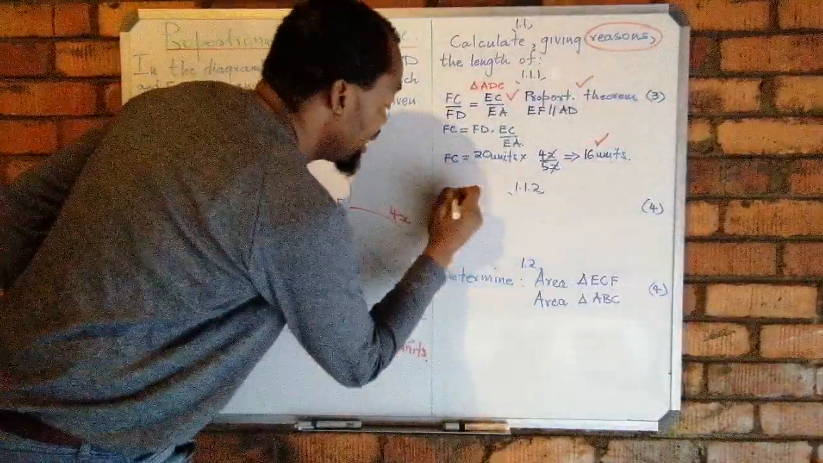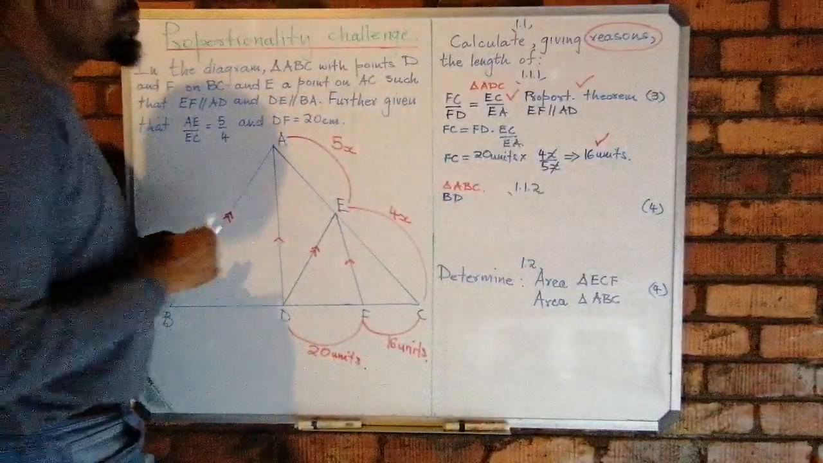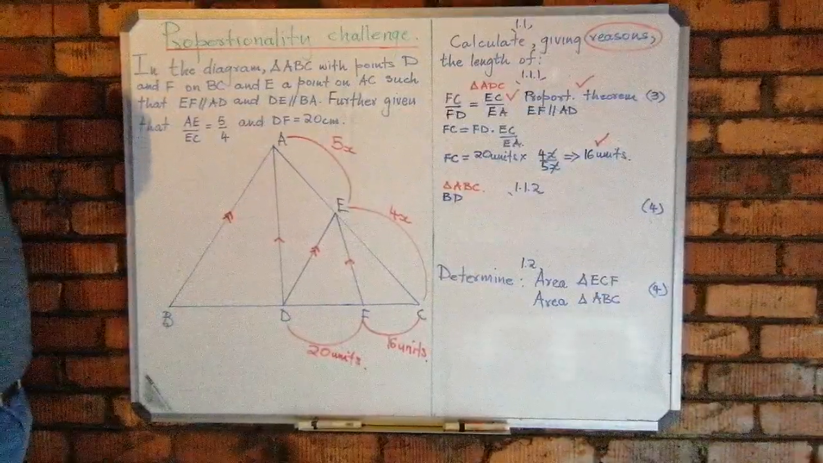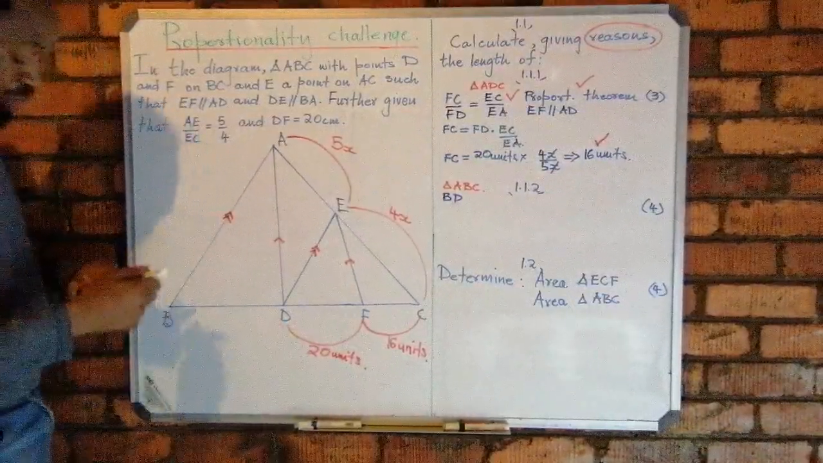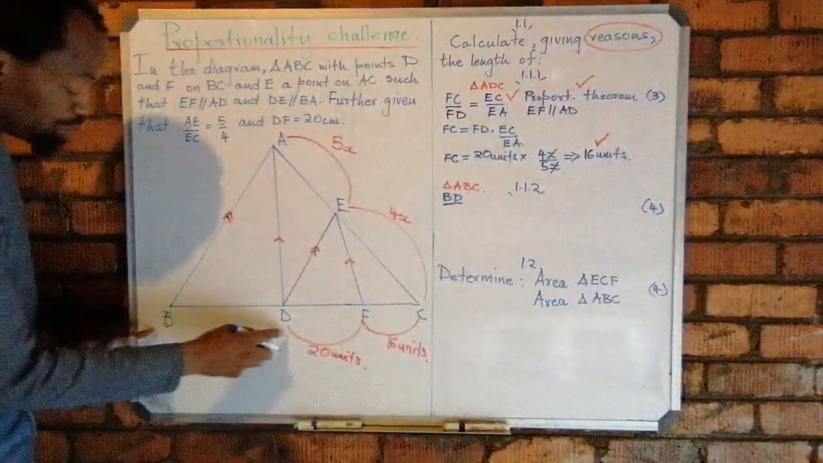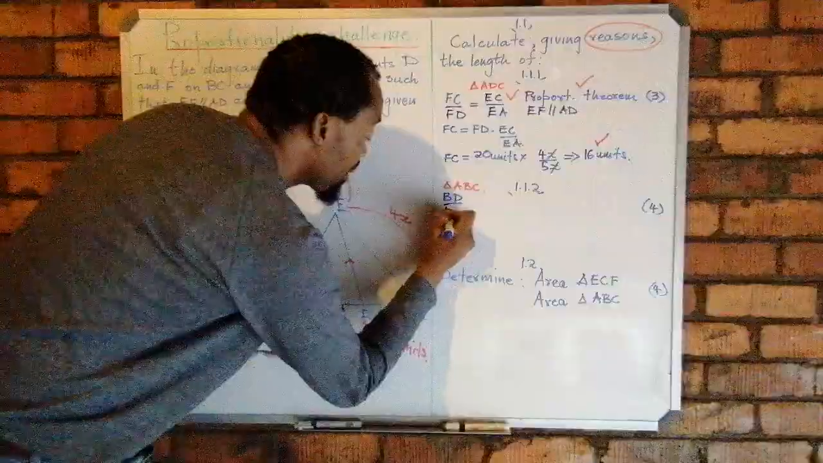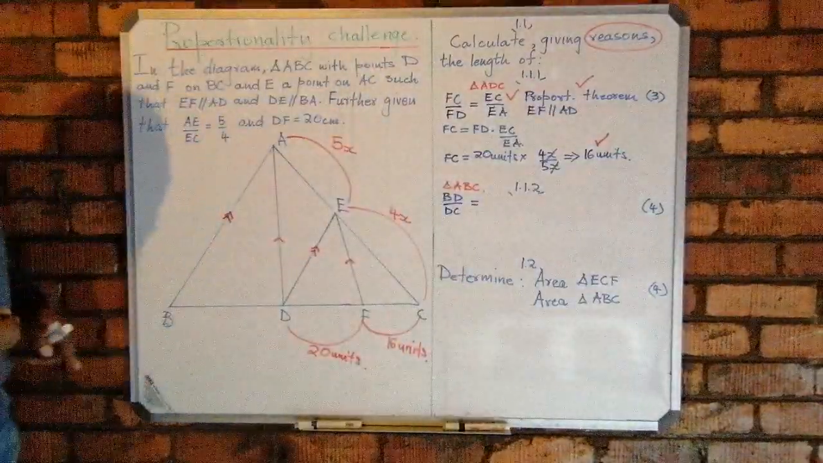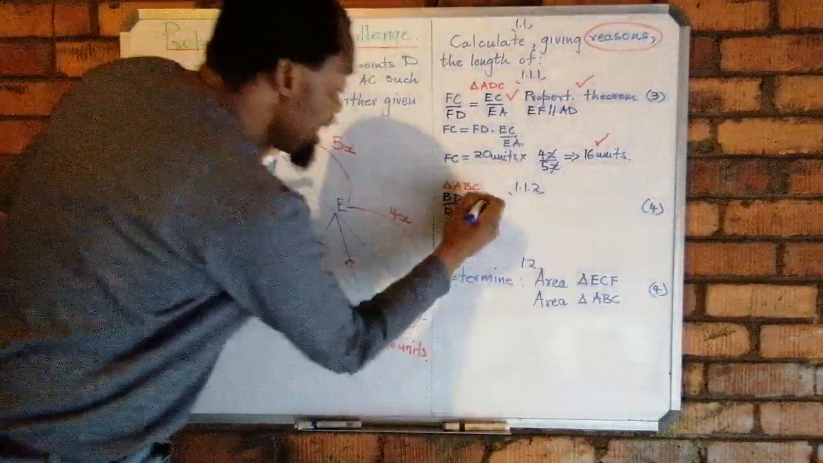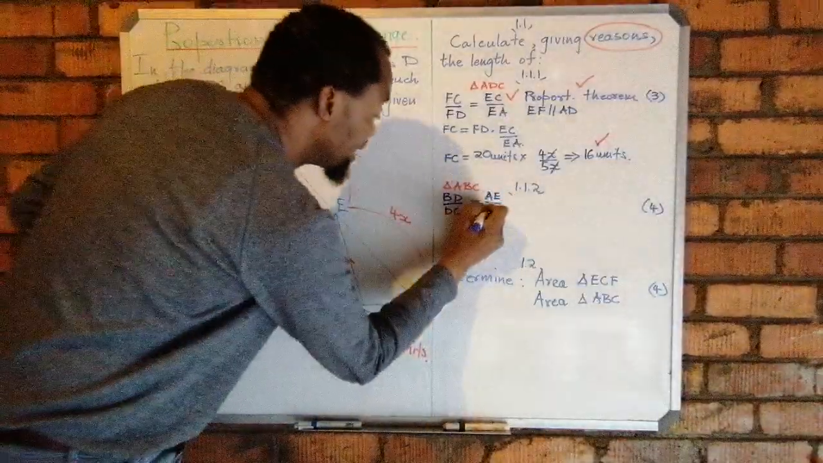I'm going to write there triangle ABC. Remember the first one, we used triangle ADC. In triangle ABC, what can I see? BD, which is what I'm looking for. I'm going to divide it by, there's BD, I'm dividing it by DC because I know DC. This is exactly the same as AE divided by EC.